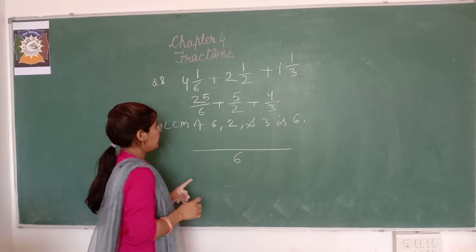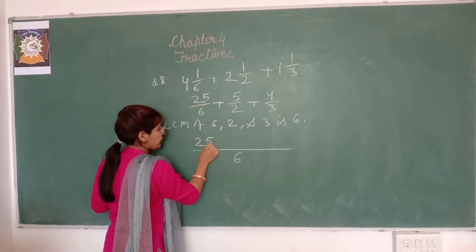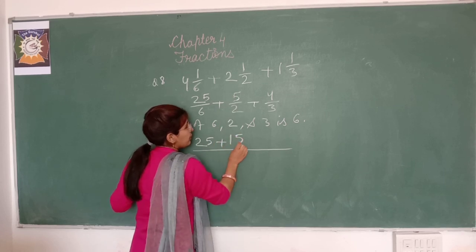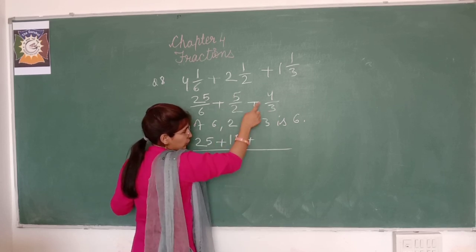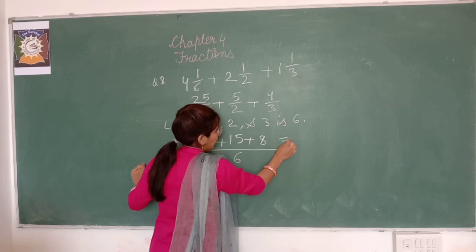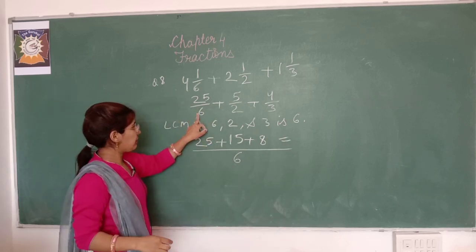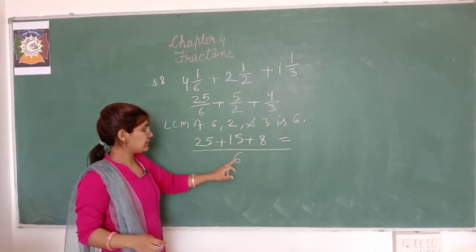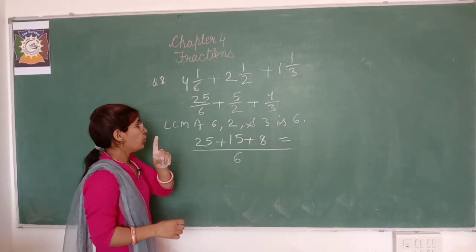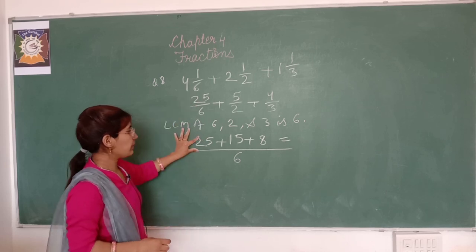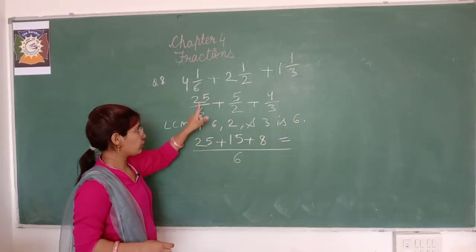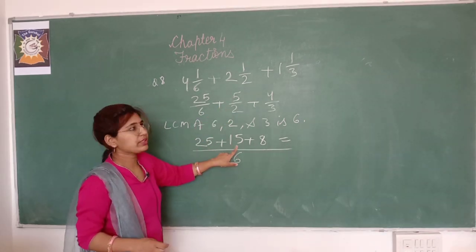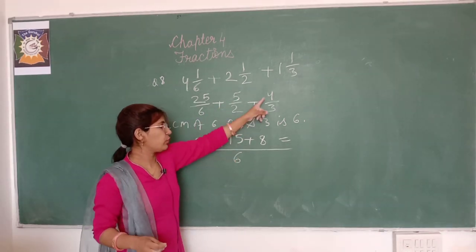6 1s are 6, 1 into 25 gives you 25, plus 2 3s are 6, 3 into 5 gives you 15, plus 3 2s are 6, 2 into 4 gives you 8, and now add it. बच्चे, हमने क्या किया है, हमने डिनोमिनेटर से कॉमन डिनोमिनेटर को डिवाइड किया है. 6 1s are 6, 1 you get as a quotient, उस क्वोशेंट के साथ आपने क्या किया है, न्यूमरेटर को मल्टीप्लाई. 6 1s are 6, 1 into 25 is 25, 2 3s are 6, 3 into 5 gives you 15, 3 2s are 6, 2 into 4 gives you 8.